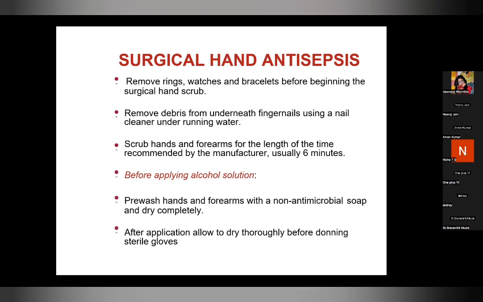before touching the patient, and second, before doing any aseptic procedure. Third one is after any body fluid exposure. Fourth one is after touching the patient, and fifth one is after touching the environment of the patient. Remember one logic in this too: 2 befores and 3 afters. So the first 2 are before touching the patient and before doing any aseptic procedure, and the remaining 3 afters are after any body fluid exposure, after touching the patient, and after touching the environment of the patient.